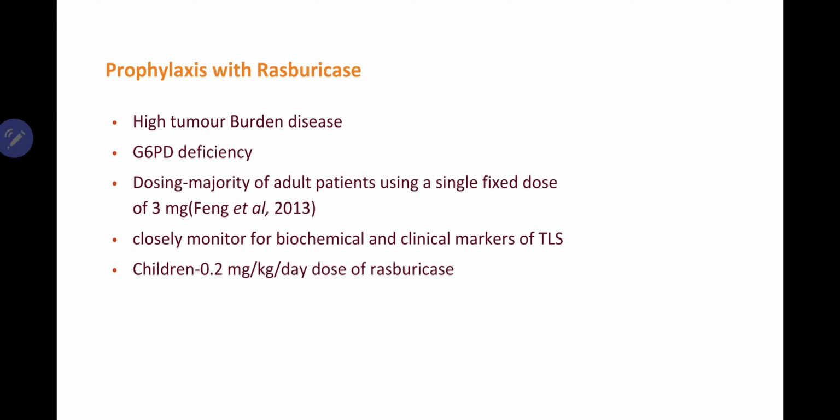So, to remember prophylaxis with rasburicase. Rasburicase is given in diseases with high tumor burden. In G6PD deficiency, we cannot give rasburicase, and that's one of the disadvantages of this drug. Dosing is generally a single fixed dose of 3 mg per meter square. 3 mg can be given. It comes in a vial strength of 1.5 mg, so we need to give 2 vials in 100 ml over half an hour. We should also closely monitor any biochemical or clinical TLS. In children, the dosage is 0.2 mg per kg per day.